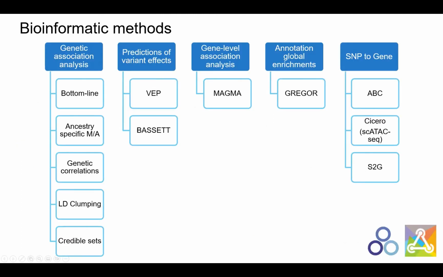So our resource is not a repository. We aim to make these data useful and integrated by running a suite of current best practice methods for genetic and genomic data. I've listed on this slide what we have implemented currently across 5 areas: genetic association analysis, prediction of variant effects, gene level association analysis, annotation global enrichments, and SNP to gene. Few resources have incorporated these many methods.